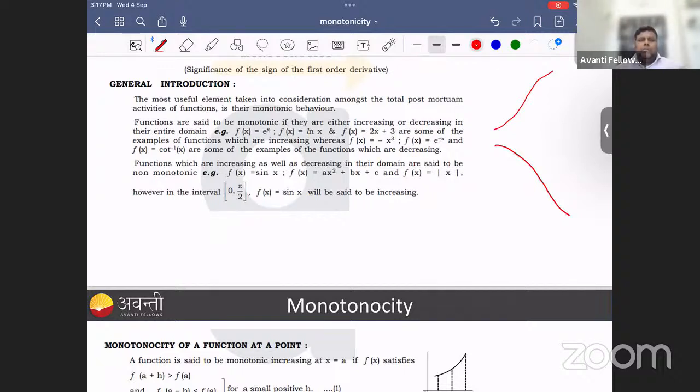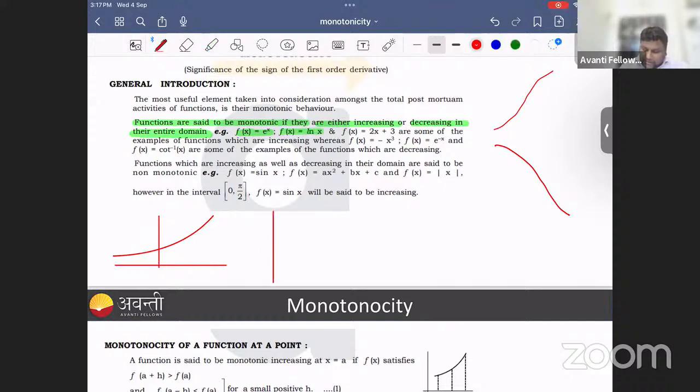What do we call it? Monotonous function. Okay. So, functions are said to be monotonic if they are either increasing or decreasing in their entire domain. Am I clear? For example, e to the power x. If you remember, the graph of e to the power x is like this. Got it? So this function is always increasing. Or say f(x) equals ln x.